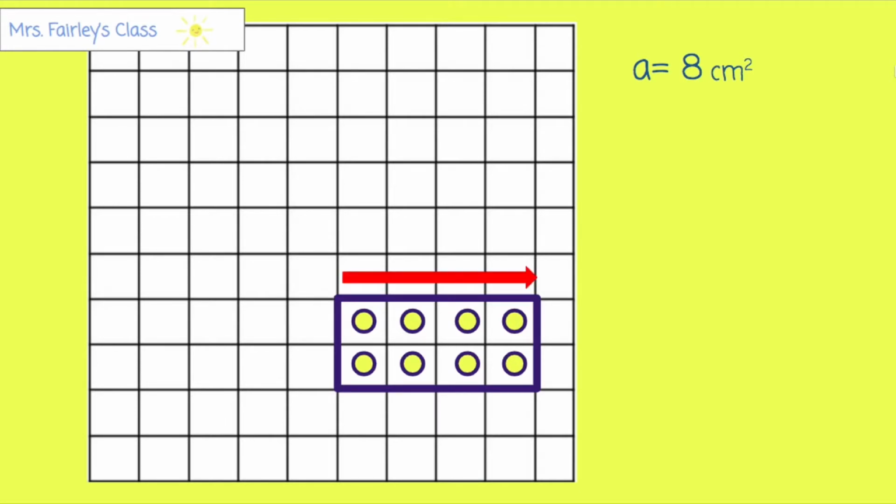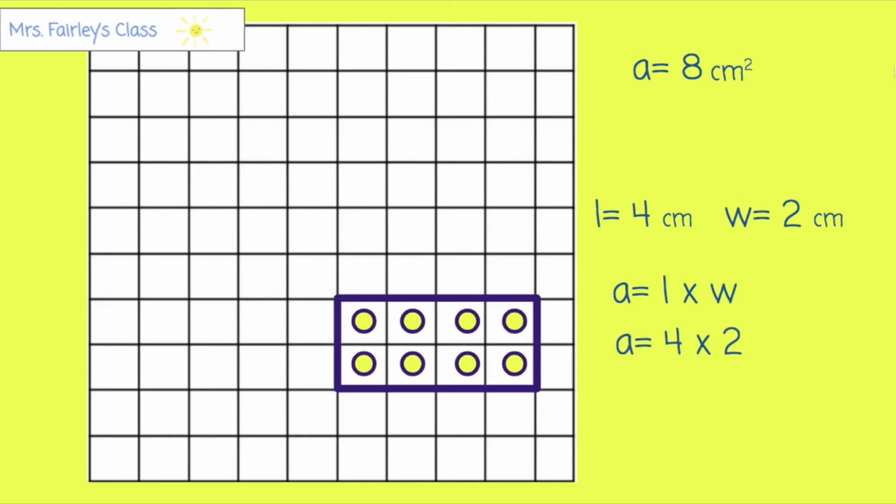The length of this rectangle is 4. We can use a lowercase l to represent the word length, and the width of this rectangle is 2. We'll use a w to represent the word width. The formula to find the area of a rectangle is length times width, so let's plug in our numbers. When we multiply those numbers together, we'll find the area of the rectangle, which is 8 centimeters squared.